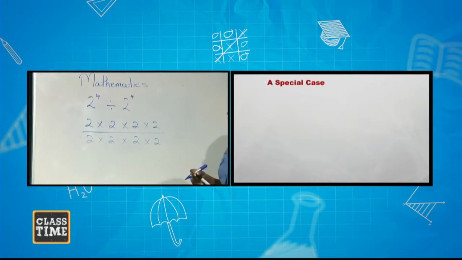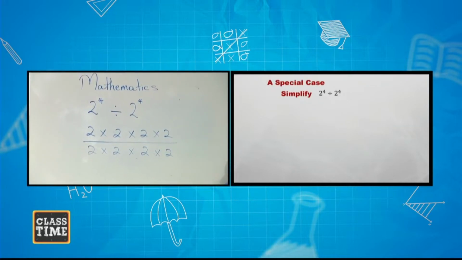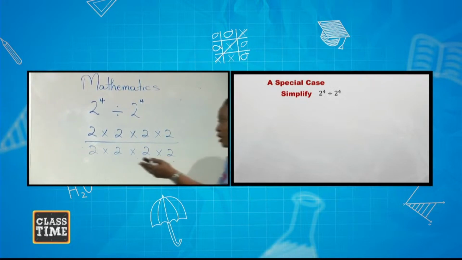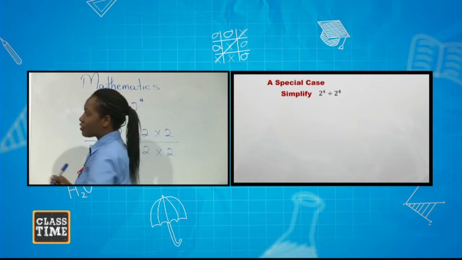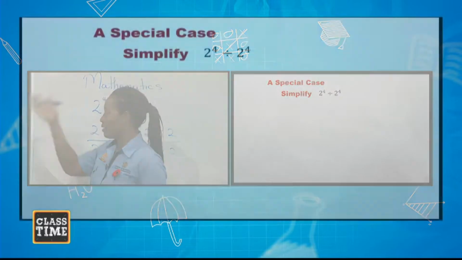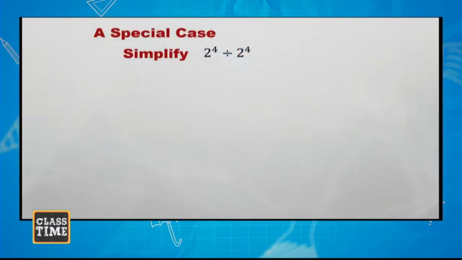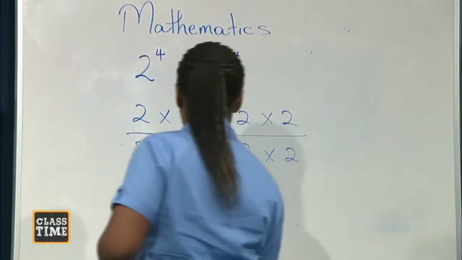But guess what? What if we want to do it another way? So what if we want to do the shortcut? Right, because we learned now that 2 raised to the 4th power, when divided by the same base to another power, we can subtract the indices. So we'd end up with 2 raised to 4 subtract 4, which would give us? 2 raised to the 0 power.